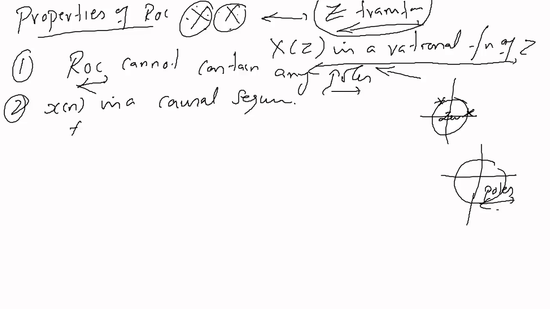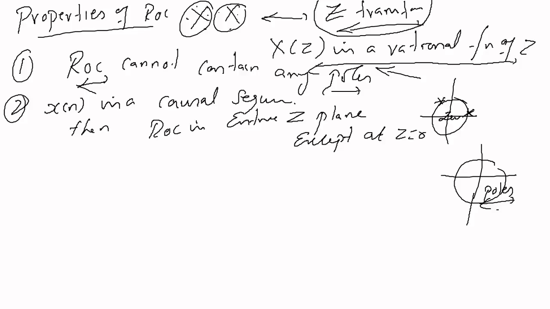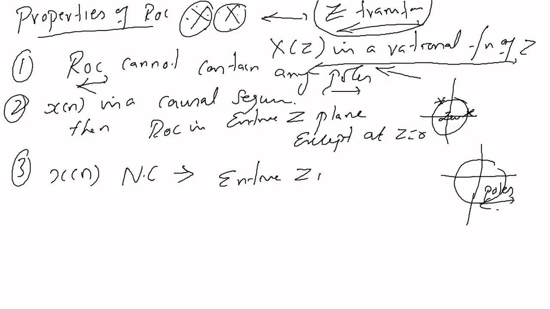then, already told, ROC is the entire Z plane except at Z equal to 0. This we have already discussed. Third point, if x of n is an anti-causal or non-causal sequence, then the ROC is the entire Z plane except at Z equal to infinity.